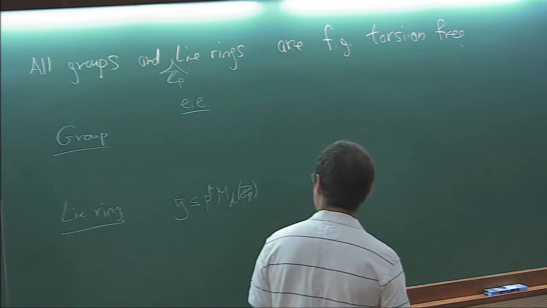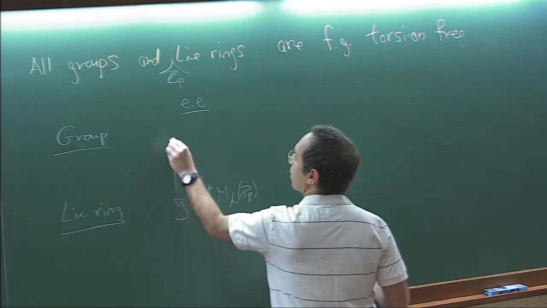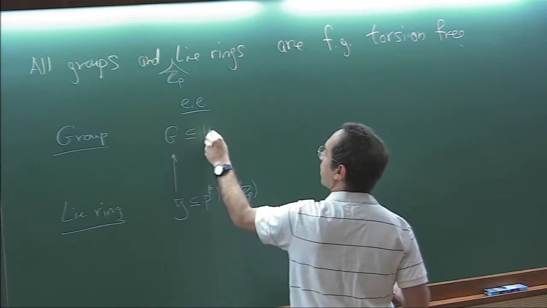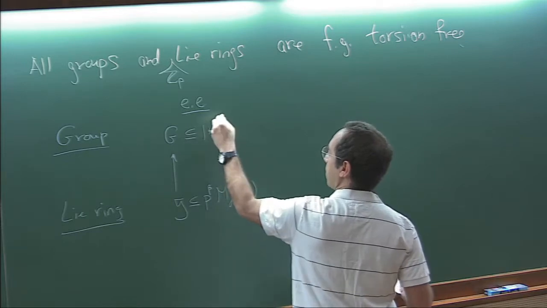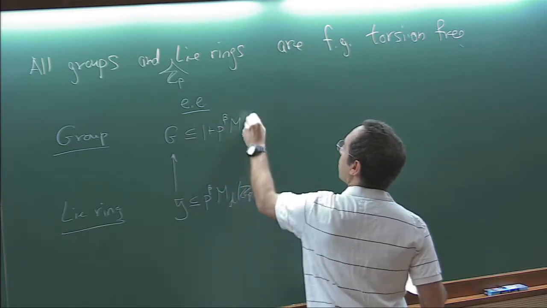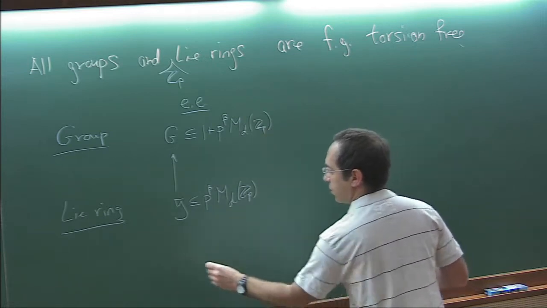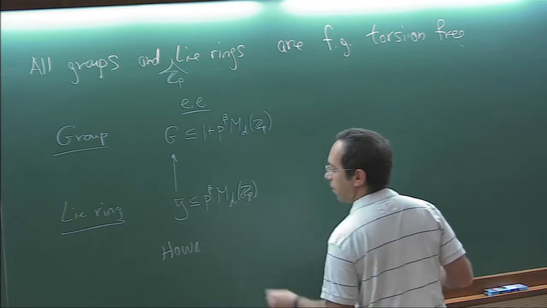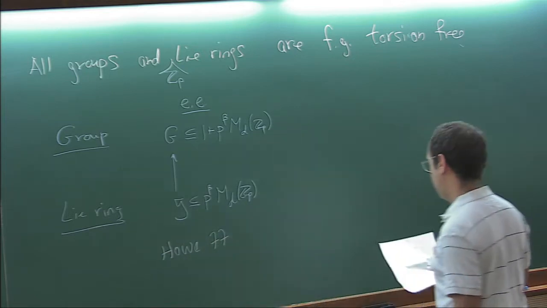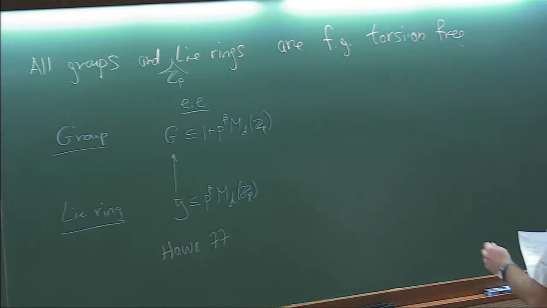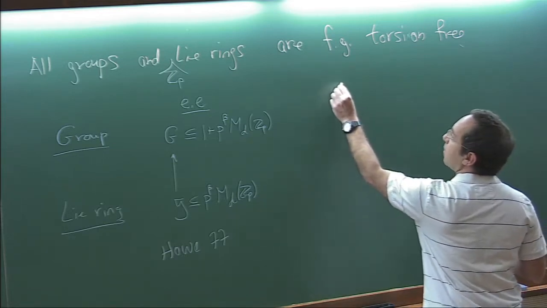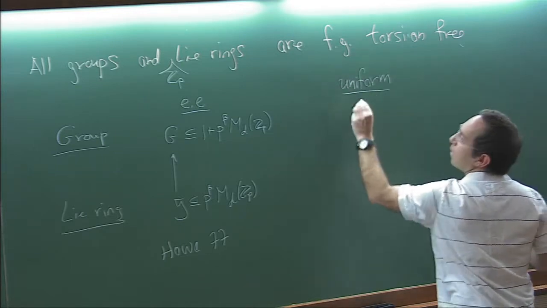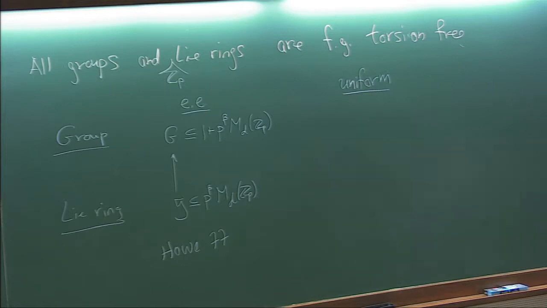So here we look at groups G, and they will be contained in... So this was in Howe's paper, '77. The second family is going to be uniform groups and Lie rings.